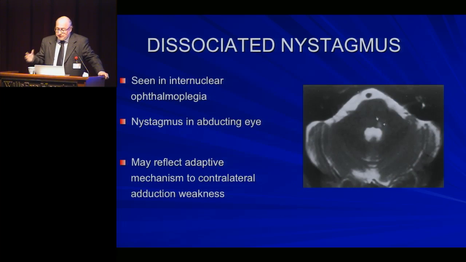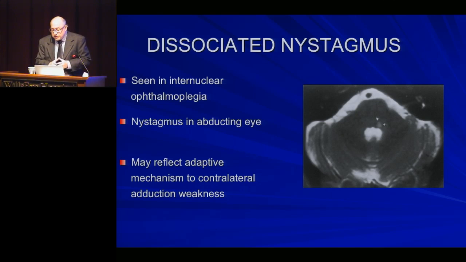Dissociated nystagmus is pretty simple. You see it in all your INO patients. You have an adducting deficit in one eye. Here's a lesion right at the INO in the pons. I'm at the MLF, I mean. You have nystagmus in the abducting eye only, which may reflect an adaptive mechanism to overcome the contralateral adduction weakness.